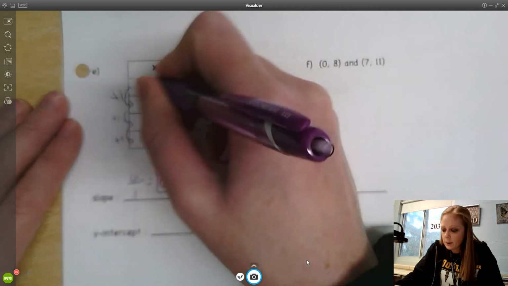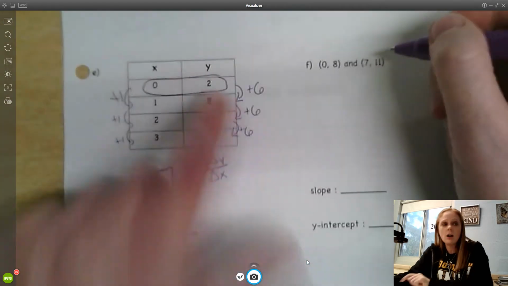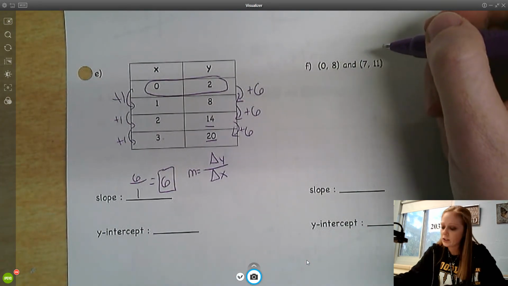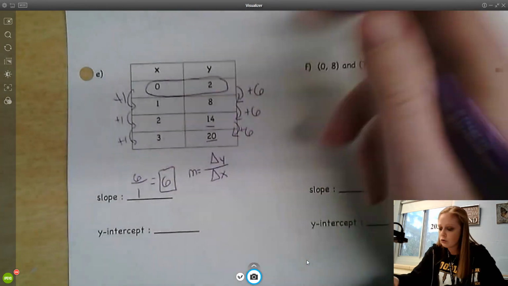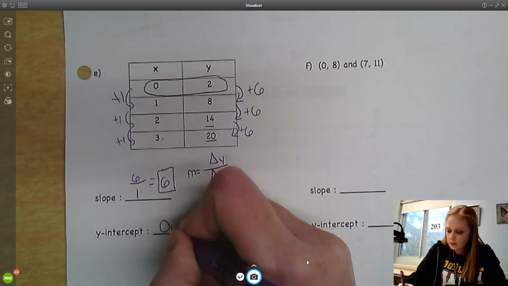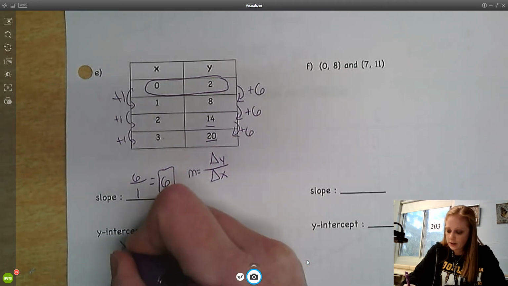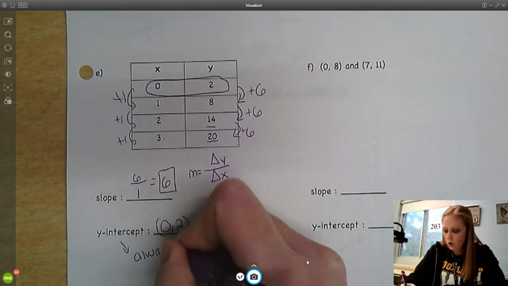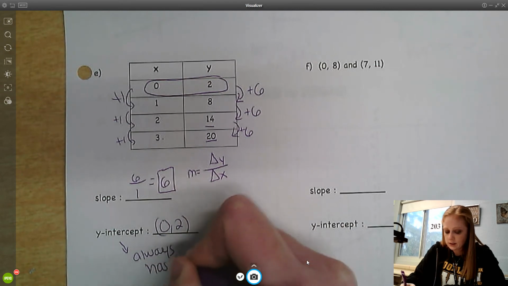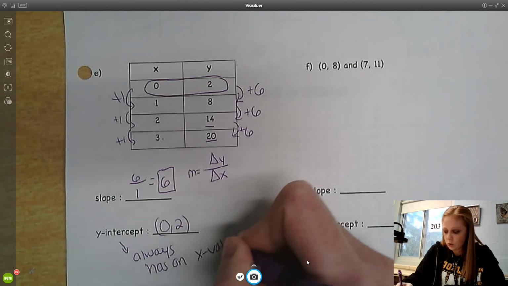Okay, the y-intercept is whenever x is 0, whatever that y is, that's the y-intercept. So you basically just have to look through the table for when x is 0. So it's the point 0, 2. Okay, our y-intercept always has an x value of 0.